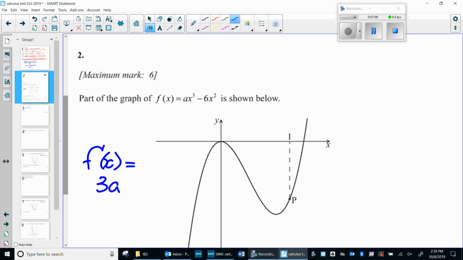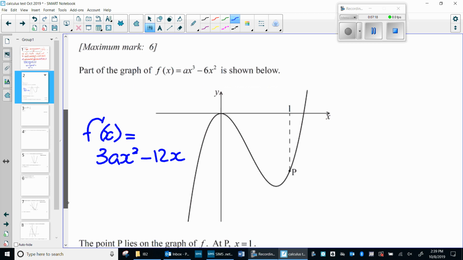3x squared minus 5x. That's right. Pretty straightforward, yes?